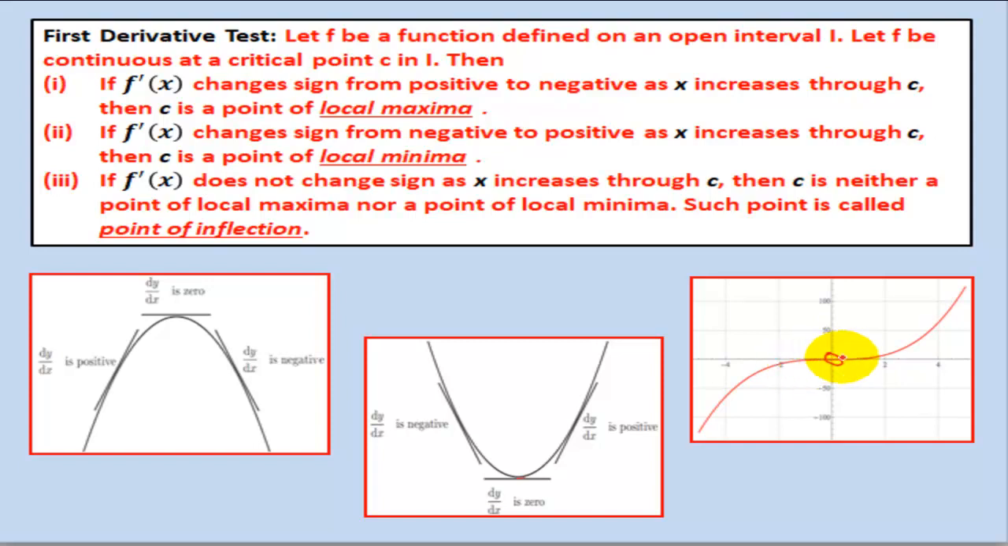But when we move from left to right, you can look at the curve. When you move from left to right, the nature of the curve is not changing. On the left also it was increasing, on the right also it is increasing. So the sign is not changing. So if we come across such points, they are neither points of local maxima nor points of local minima. These will be termed as points of inflection.